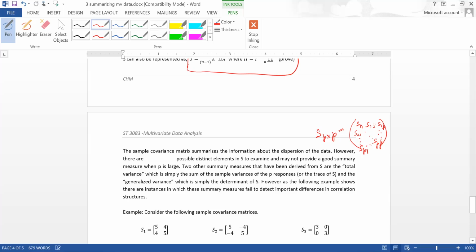So altogether there are P times P elements. I'm asking how many distinct elements? Because I already mentioned that it's a symmetric matrix, right? Because covariances are the same. S12 is the same as S21, 1P is the same as P1. So how many distinct possible values are in this P by P matrix? That's the information that goes in the blank space.